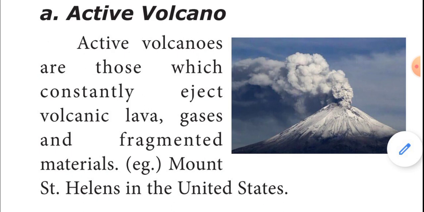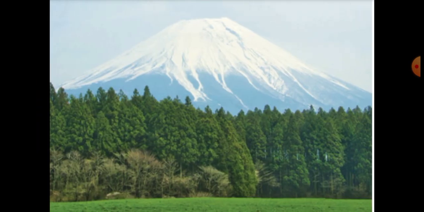For example, Mount St. Helens in the United States. Then the next classification is the dormant volcano, or sleeping volcano. Students, just see this picture. This is an example image of a dormant volcano or sleeping volcano.